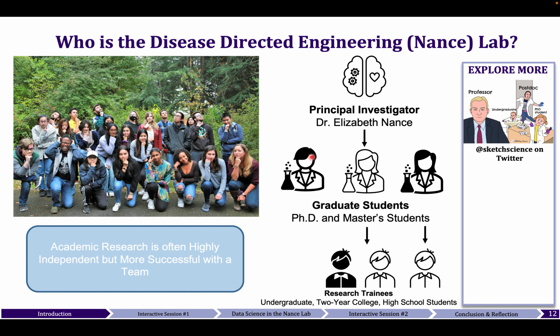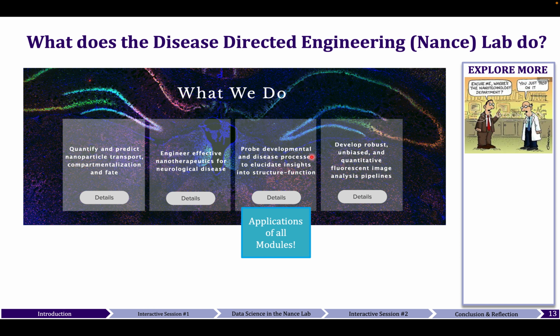Academic research is often highly independent, but it is more successful with a team. So you often work by yourself on a project, but in high collaboration with other people. So you have your project, you're really steering it, you take ownership of it, but you're going to talk to a lot of people for help. A lot of people are going to train you on equipment. A lot of people will have reagents that you need, or training that you need, or insight that you want.